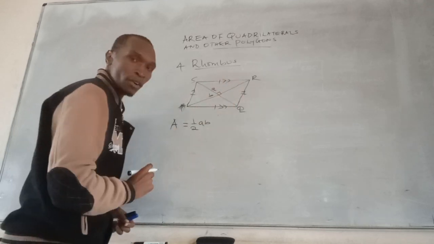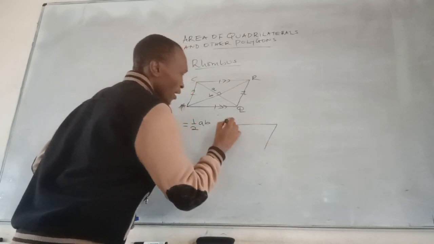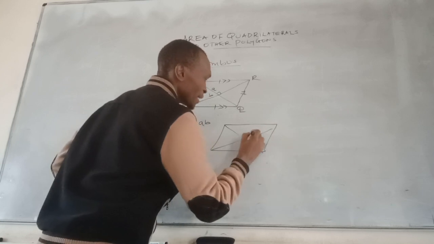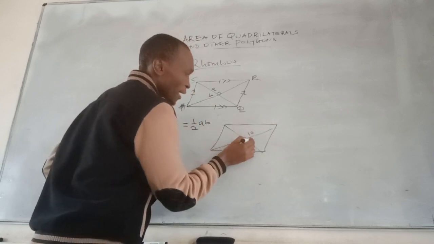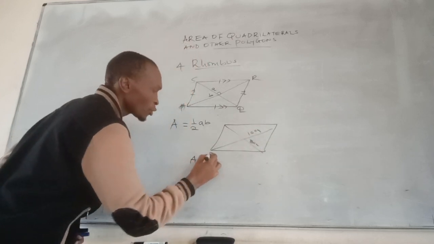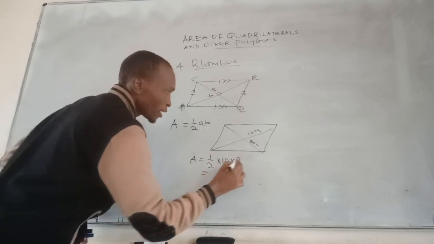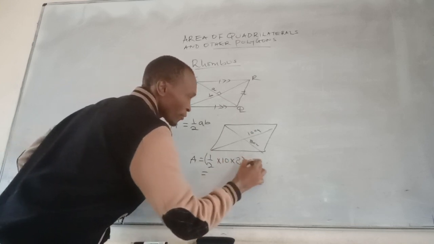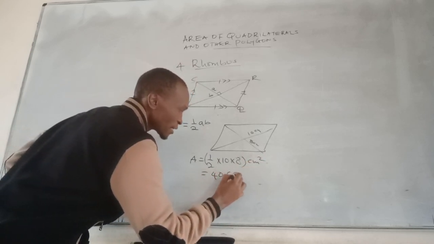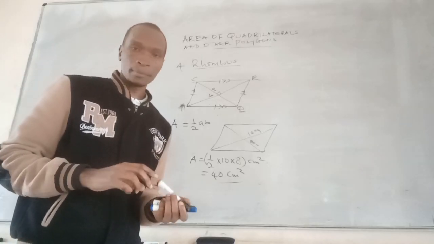So as an example, if you are given a rhombus and you are told that the diagonal here is 10 and the other one is 8 centimeters, area will be equal to half times 10 times 8, which of course is in square centimeters, which will give you 40 square centimeters. That is the first scenario.